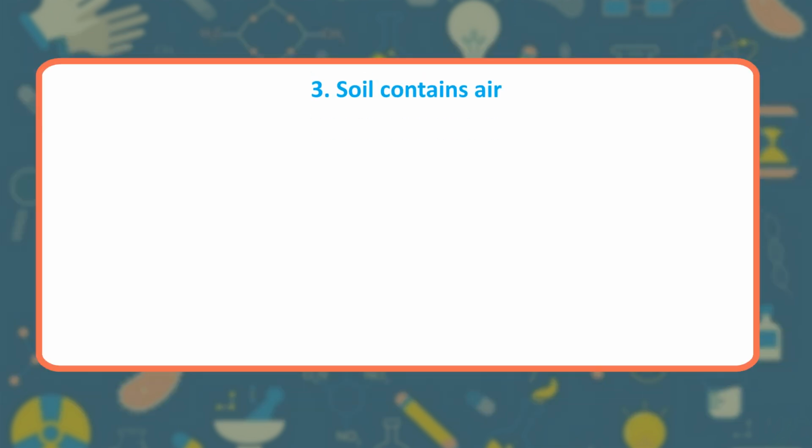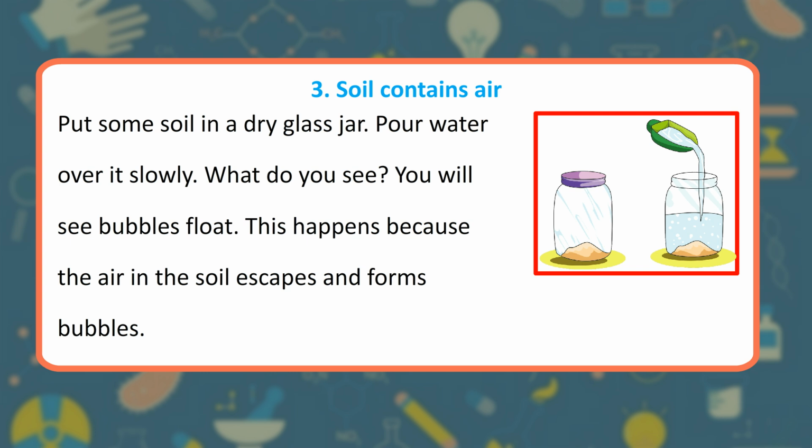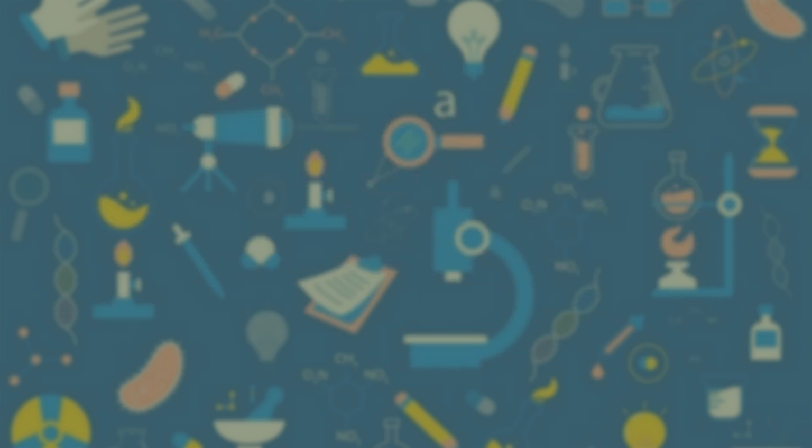3. Soil contains air. Put some soil in a dry glass jar. Pour water over it slowly. What do you see? You will see bubbles float. This happens because the air in the soil escapes and forms bubbles.